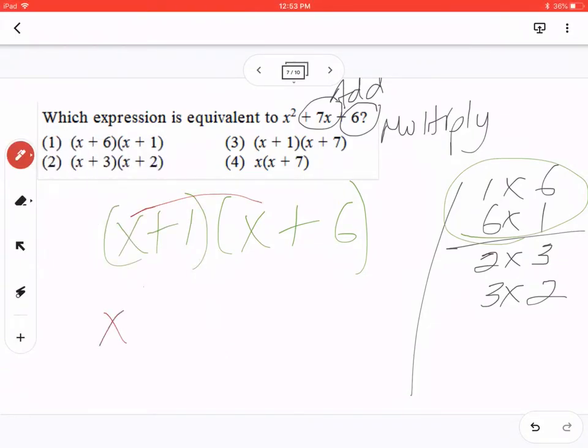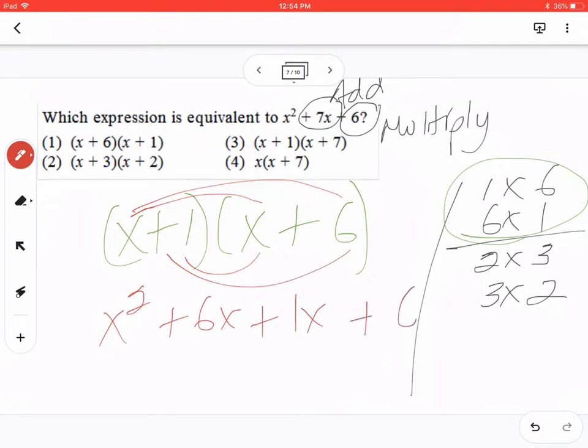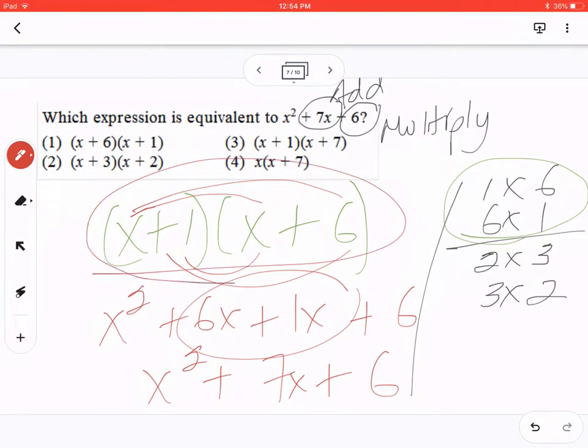X times x is x squared. X times 6 is positive 6x. And you're going to get a positive 1x. Last, you're going to get a positive 6. Combine the middle terms, and you'll have x squared plus 7x plus 6, which was our original trinomial. Therefore, we have chosen the right factors. Choice 1.